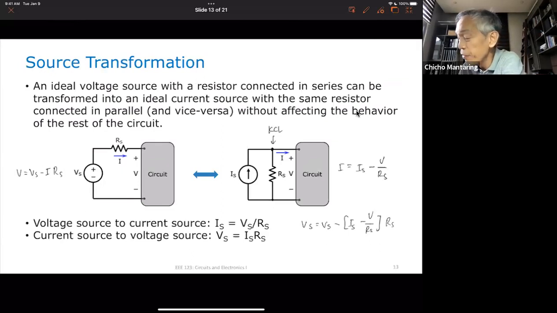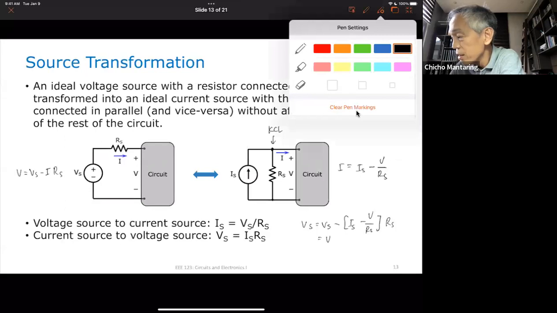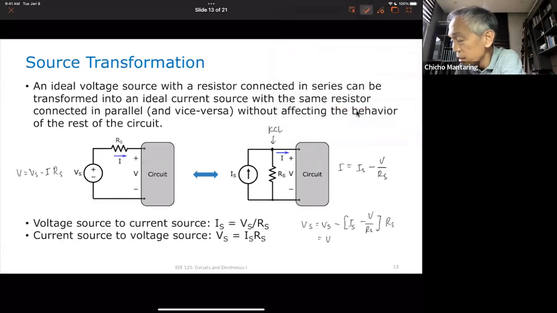Okay. If I do that, this ends up being V, not V sub S, it's V. What I did was this one, sorry.